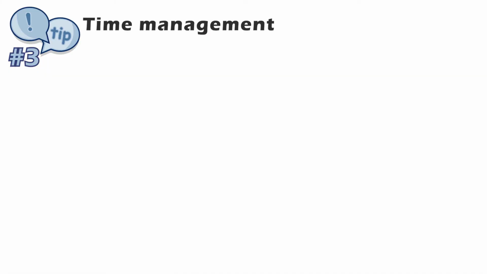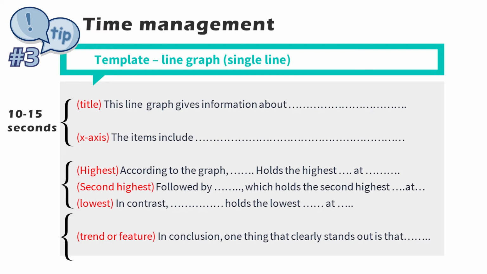Alright, if you remember, I owe you tip number 3 for this line graph. It's all about time management. Like I said, the beginning part takes about 10 to 15 seconds. That was 2 sentences. For the body, we want to speak about 15 to 20 seconds max because we need to leave about 10 seconds to conclude.